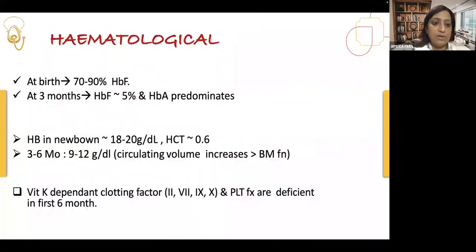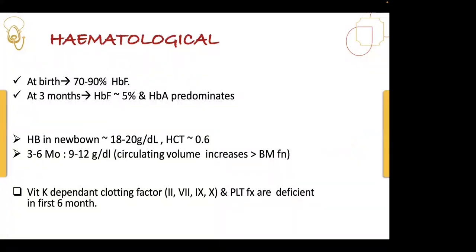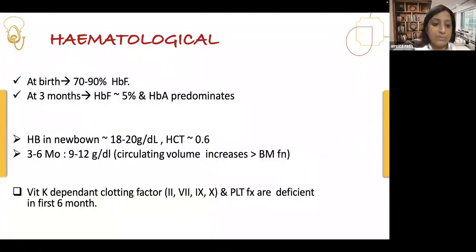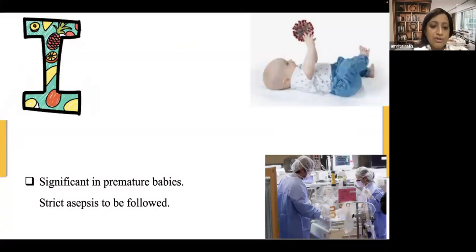Next comes H for hematological. This comes in your physiology questions. At birth it is 70 to 90% HbF, and at 3 months HbF still predominates. Hemoglobin is around 18 to 20 gram per deciliter. They have a polycythemia because their oxygenation is not good, so their bone marrow is active. In a newborn, never forget that vitamin K dependent factors are deficient. That is why vitamin K has to be given if not given at birth. I for immunity. A premature baby is prone to infection, so strict asepsis has to be taken care of.